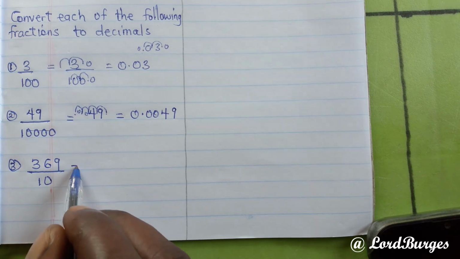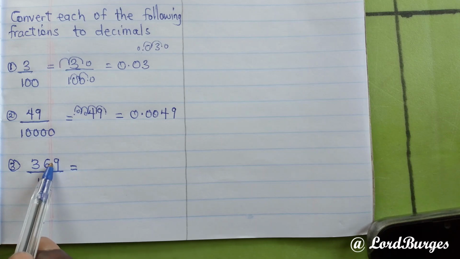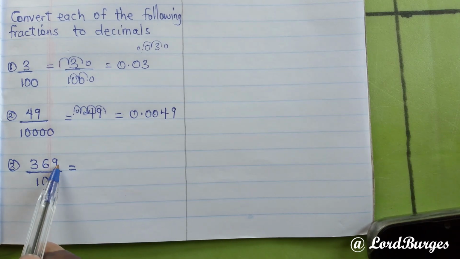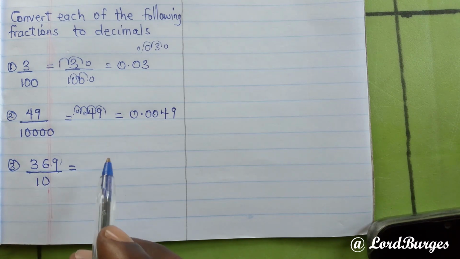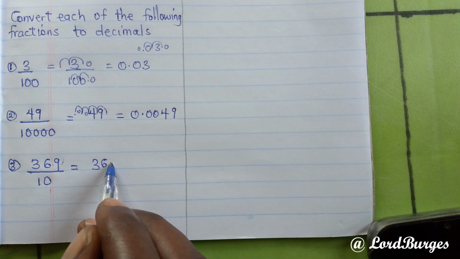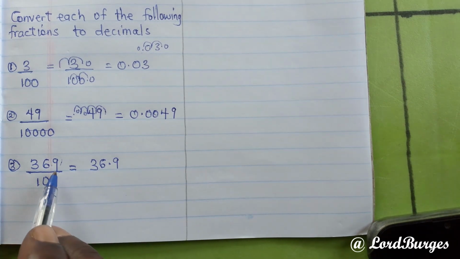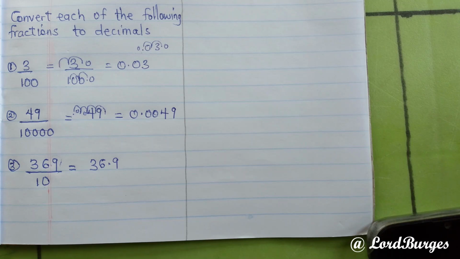369 over 10 simply means I have to skip backward once because of 1 0. So if the point is here and I skip backward once here, I should be having 36.9 because 1 gives me that.